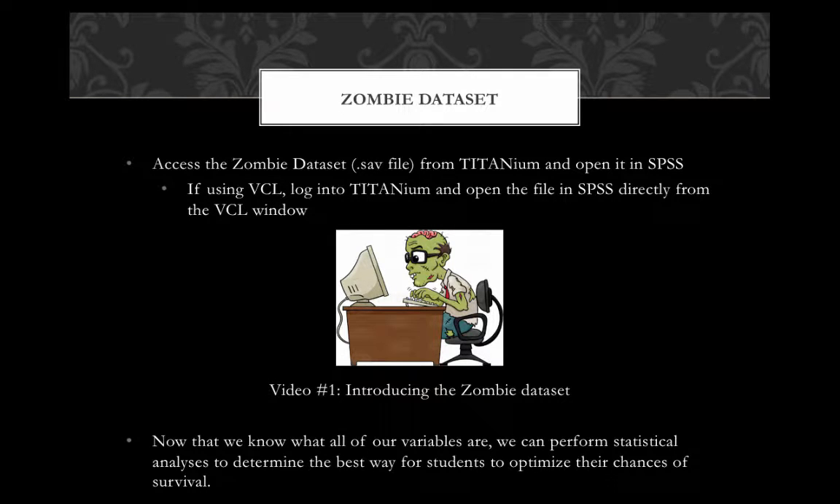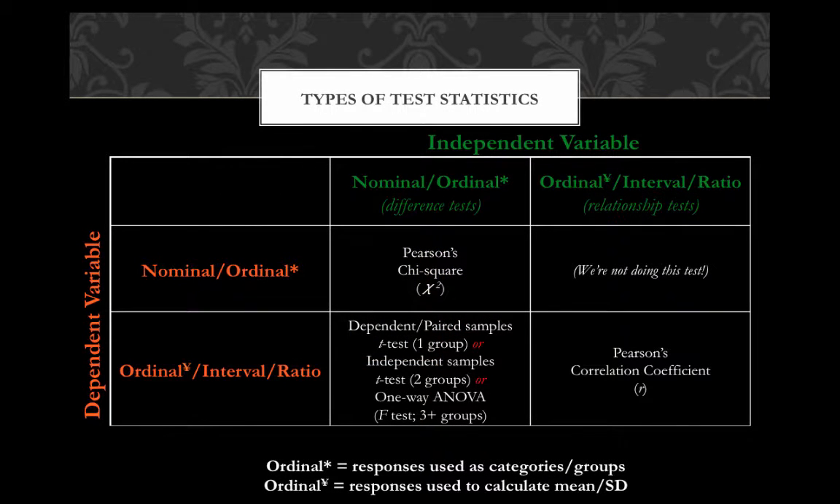Okay, so now that we know what our variables are, we can perform statistical analyses to best determine the way for students to optimize their chances of survival. So here is our table that we saw last week. Different types of inferential statistical tests that we're going to learn in the coming weeks. And so here we have our difference tests, looking at our nominal and ordinal variables. And this is when we treat our ordinal variables just using the categories themselves, instead of trying to calculate a mean and standard deviation. If we try to do that, then we're going down this column. And then we have our dependent variable.